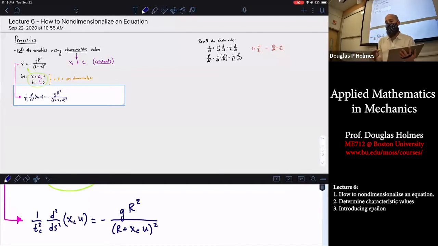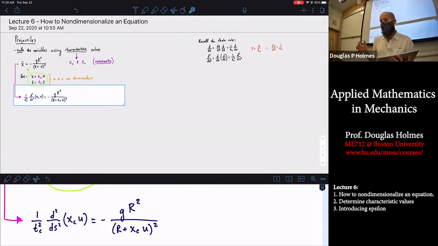Now our goal is to collect the parameters in this equation into dimensionless groups. Recall the parameters in our equation are things like g, u, xc, tc, and we want to collect them into dimensionless groups. This is the way we create these ratios and comparisons that we're going to use to simplify and approximate our equations going forward.